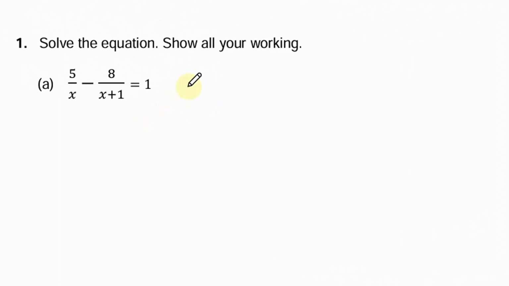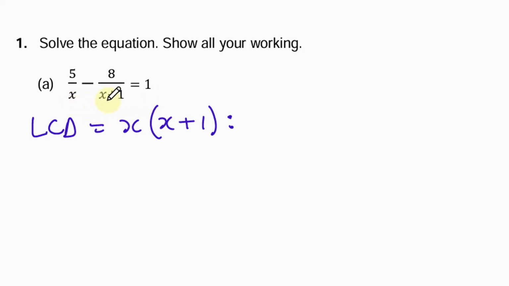So in this tutorial, we want to look at solving quadratic equations that involve algebraic fractions. In 1a, we have to solve this equation, and as you can see, we have algebraic fractions in the equation. And what we do is we look at the LCD, the least common denominator. And it's always going to be the product of the denominators. So basically our LCD here will be x times x plus 1. Now we multiply each of the terms in the equation by this LCD.